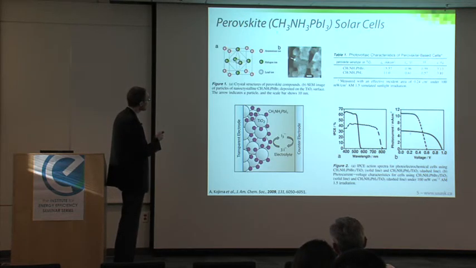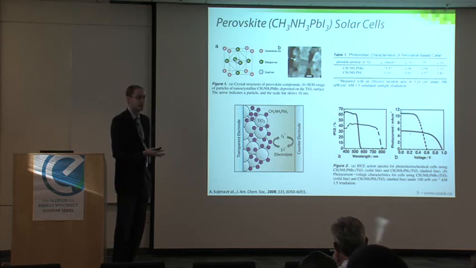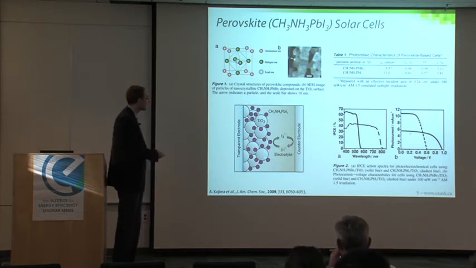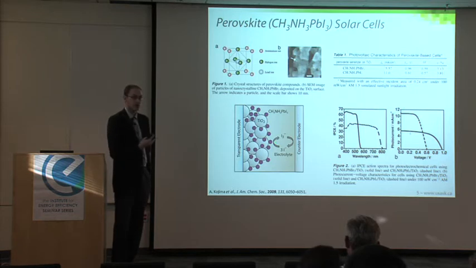And they took this methyl ammonium lead iodide compound, which adopts the perovskite crystal structure, and they took small nanoparticles of this and adhered it to a titanium dioxide surface. And they built a conventional dye-sensitized solar cell. So using an acetonitrile-based electrolyte, the perovskite injects an electron into TiO2, goes around the circuit, is carried back by the redox mediator, and completes the device.